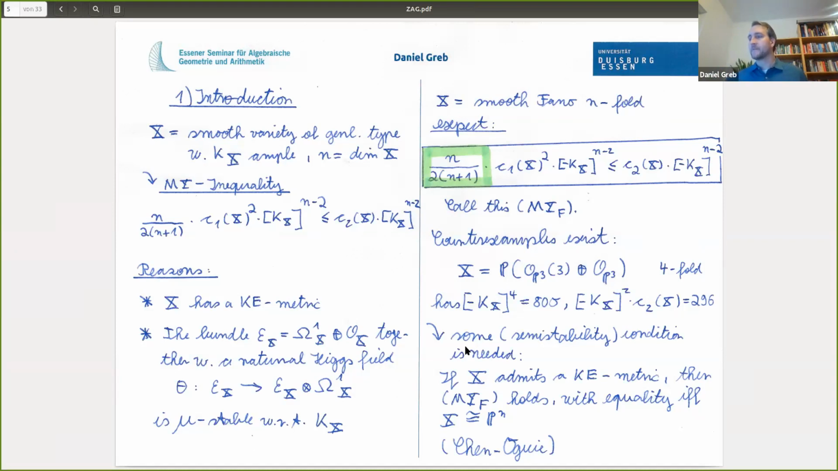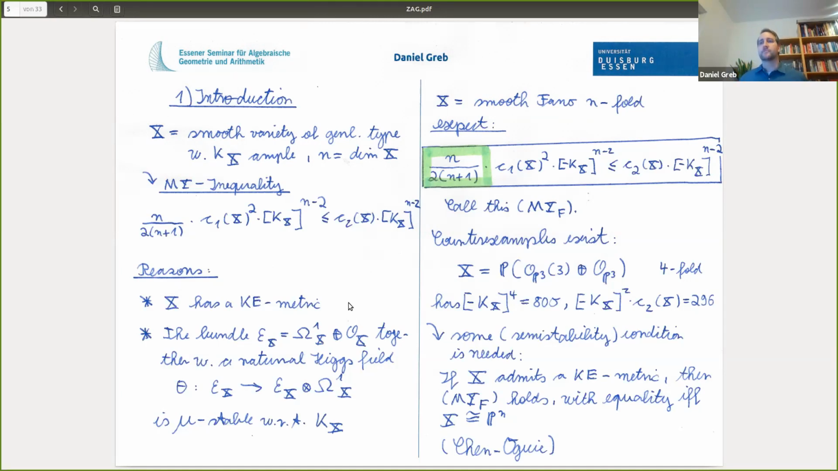For example, you notice that for this X, the tangent bundle is not semi-stable because of this fibration. On the other hand, if X admits a Kähler-Einstein metric, then this inequality holds with essentially the same proof as in the case of varieties with ample canonical bundle. And moreover, since this is an integration of a pointwise inequality, you can see that in case of equality, you have to be on P^n. And that's the Chern-Yau theorem.